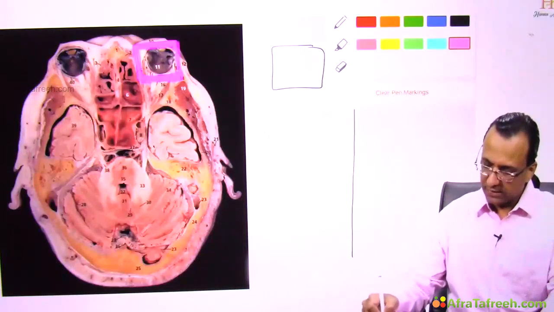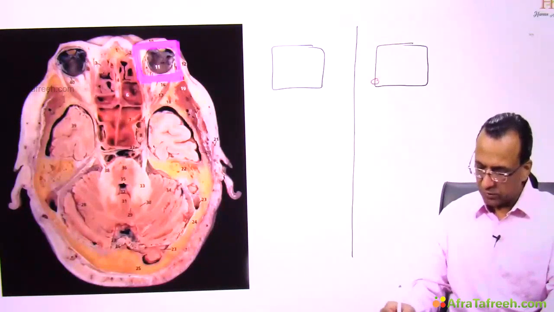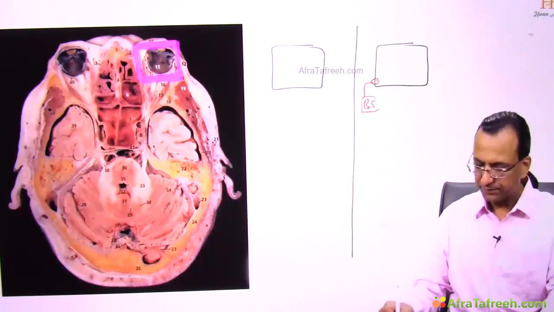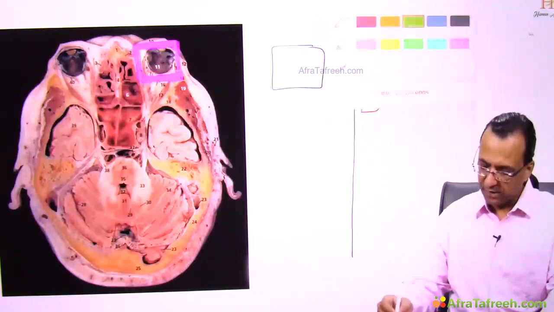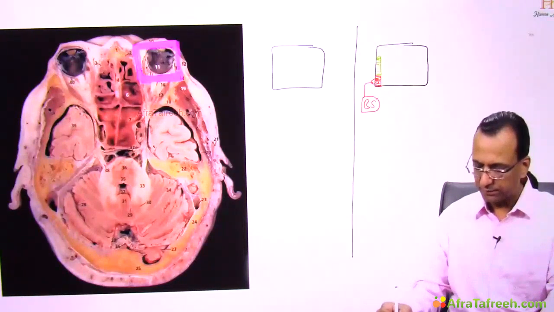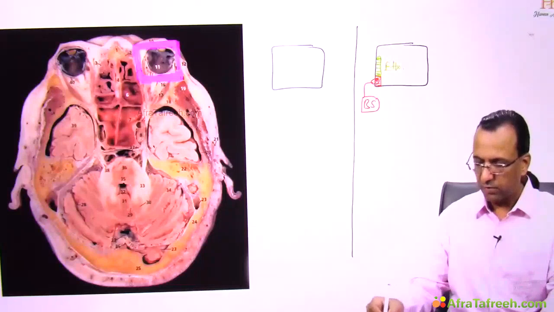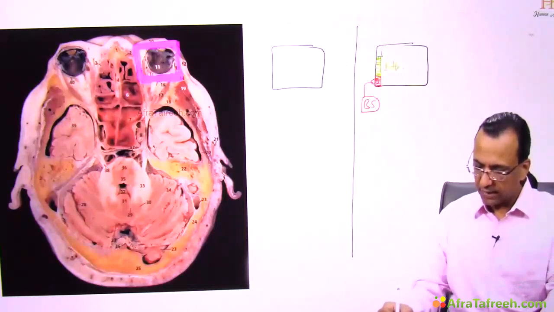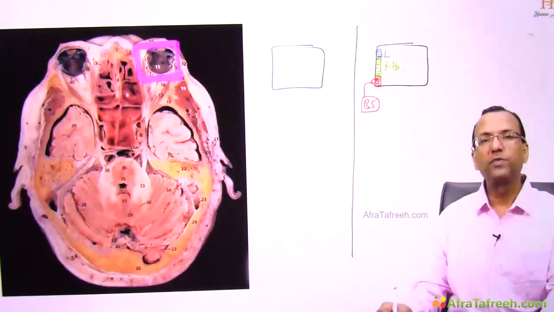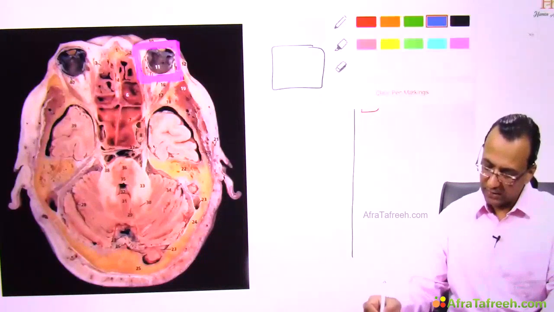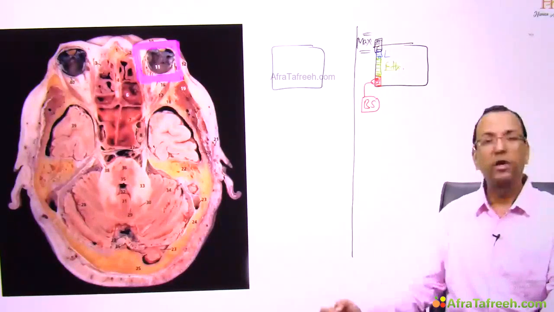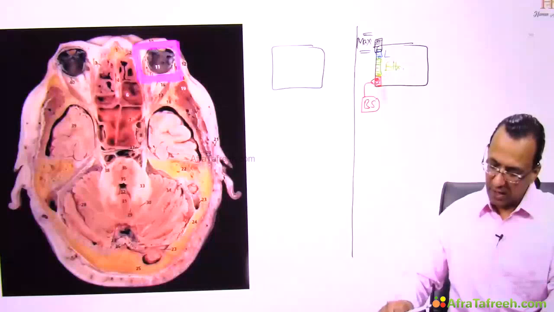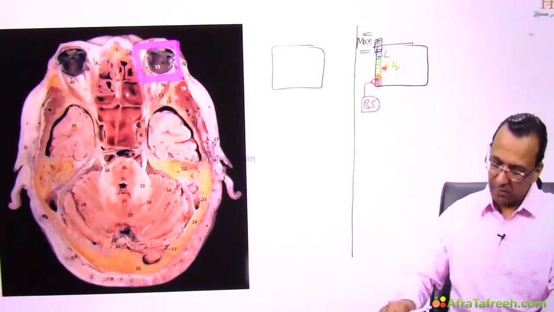You will see that there is one bone which is most posterior, body of sphenoid. And what is in front of that? In front of that, I have this ethmoid bone. And what is in front of ethmoid? That is the lacrimal bone. And what is in front of lacrimal bone? That is the maxilla bone. So there are four bones in the medial wall of orbit: body of sphenoid, ethmoid bone, lacrimal bone, and maxilla bone.